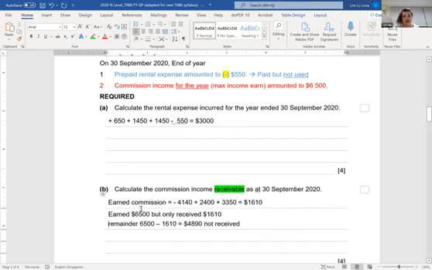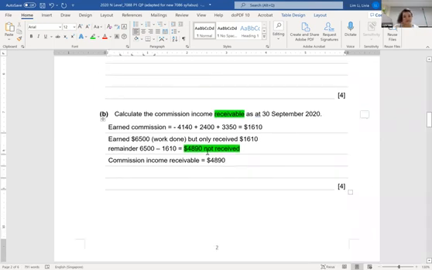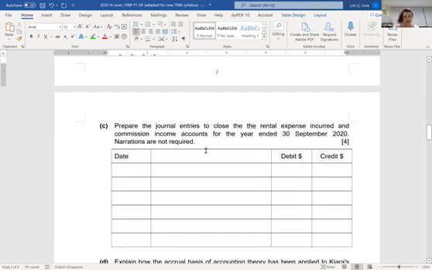So if I have earned this amount, which means I have done the work, but I have not received this amount. What does it mean? I have done the work, but I have not received the money yet. So the commission income receivable is equal to 4890, where I have done the work and I have not received the income. So that's B. Let's take a look at another question.